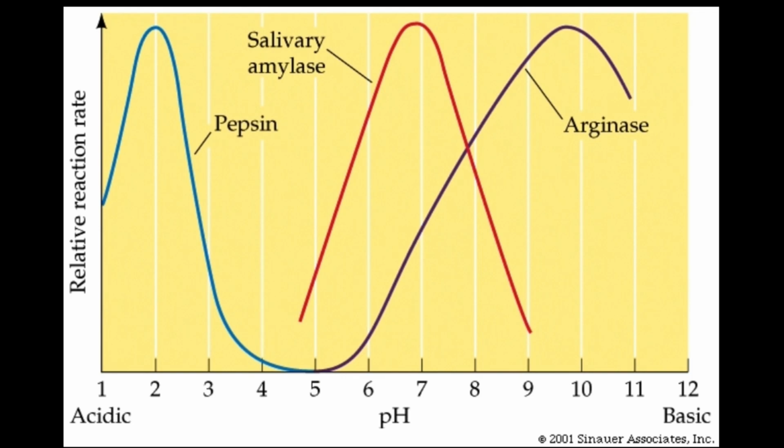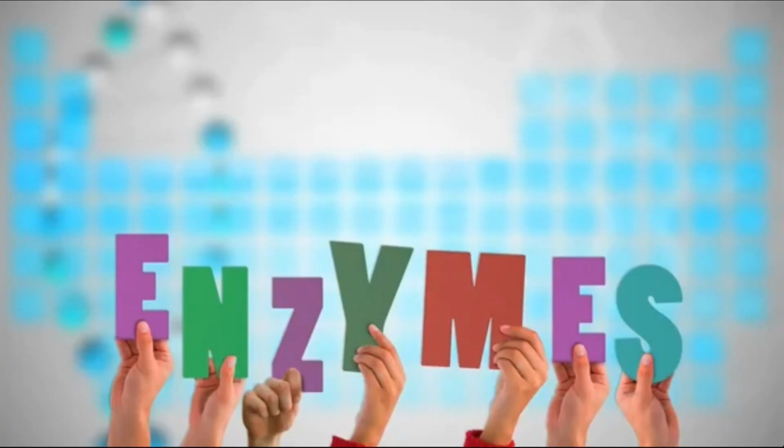When it comes to pH, enzymes function best at a specific level. Being outside their normal pH range can cause hydrogen bonds in enzymes to break, changing their shape and thus function.